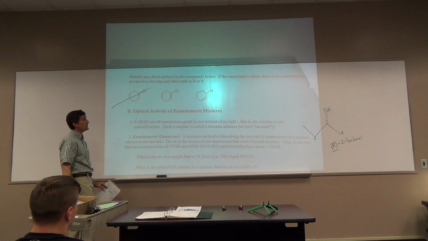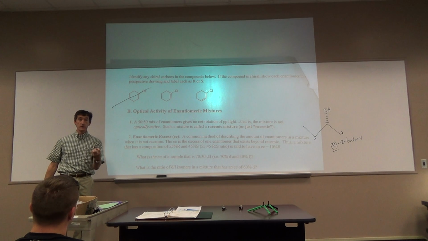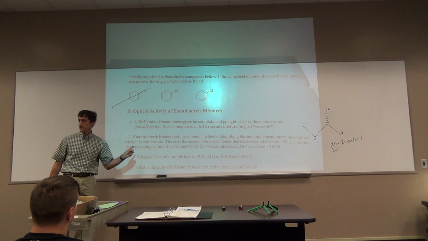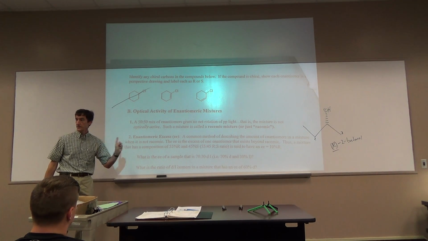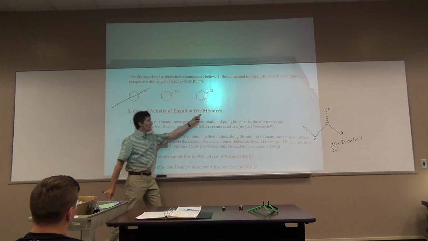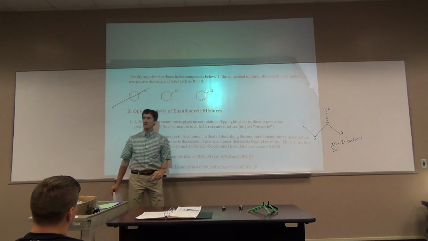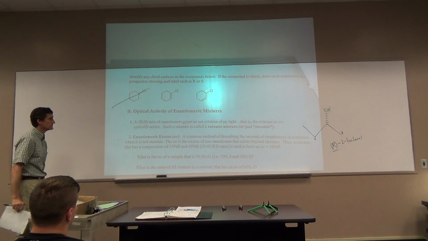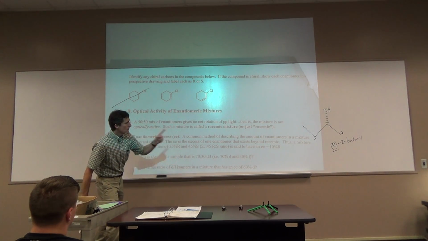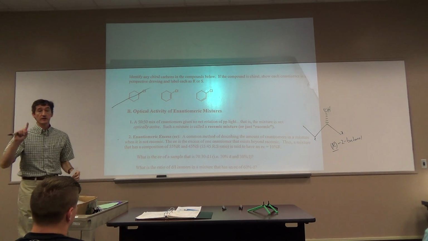So, how do enantiomers rotate? What if you have mixtures? If it's a pure compound, you could just give the absolute rotation like we did for 2-butanol. What was it, plus or minus 13.5? What about mixtures? A 50-50 mix of enantiomers gives no net rotation of plane-polarized light. That is, the mixture is not optically active, or we can say optically inactive. A 50-50 mix doesn't rotate plane-polarized light.